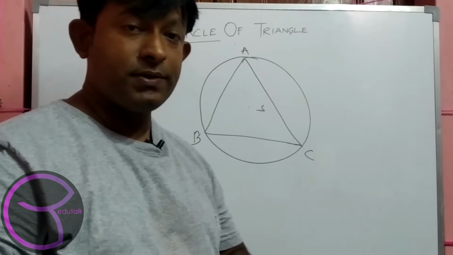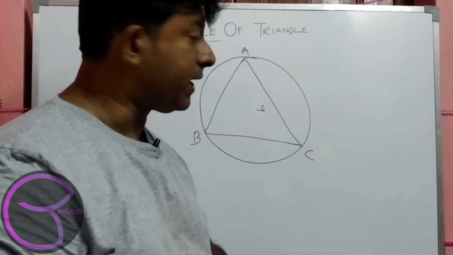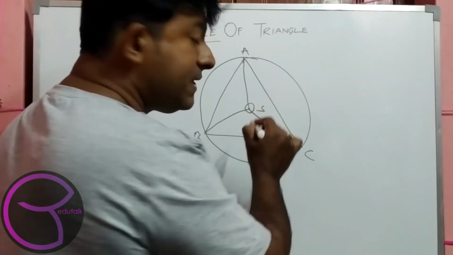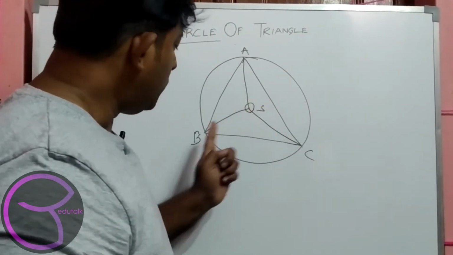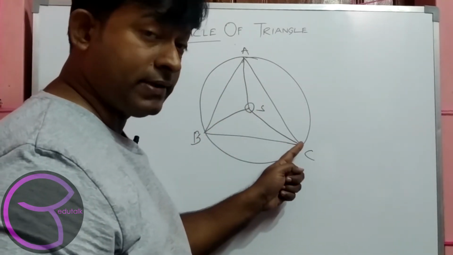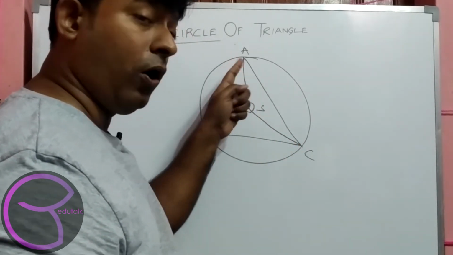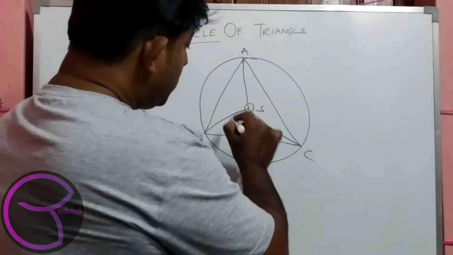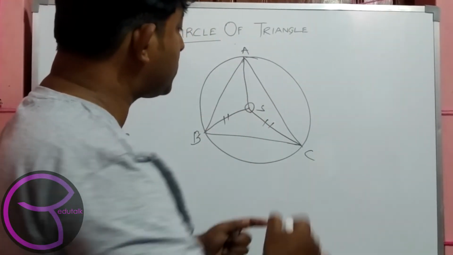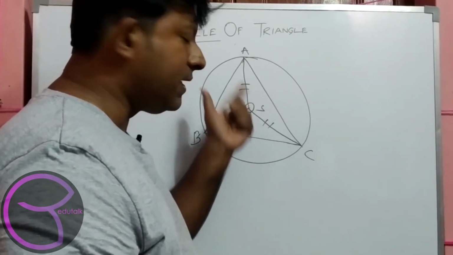Say this is the circumcenter again, ABC is the triangle again. Now let's connect A, B and C with S. Since S is the center, SB is the radius of that circle, SC is the radius of that circle, and SA is also a radius. So SB equal to SC and obviously equal to SA because these are all radii.